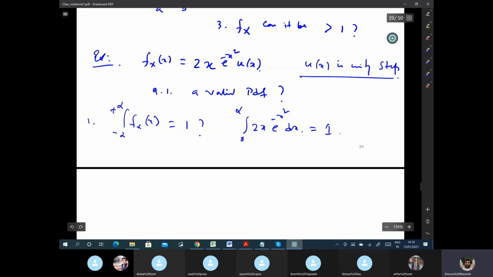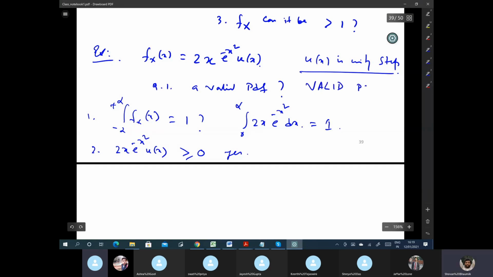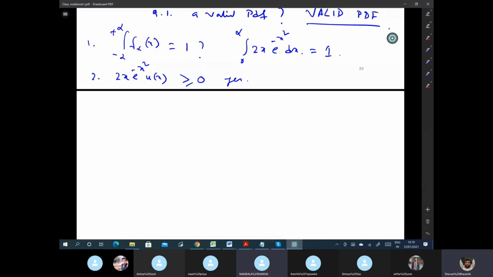Then this is the one point. The second point you need to check is whether the function is negative or non-negative. Is it always greater than or equal to 0? Yes, sir. So it is a valid PDF. Fine. Now fx of small x equals 2x e to the power minus x square ux is a valid PDF.